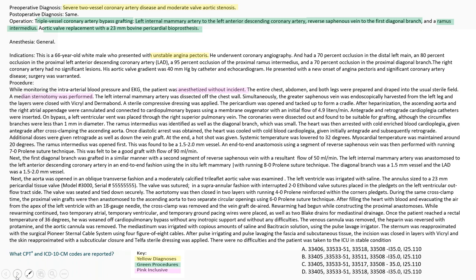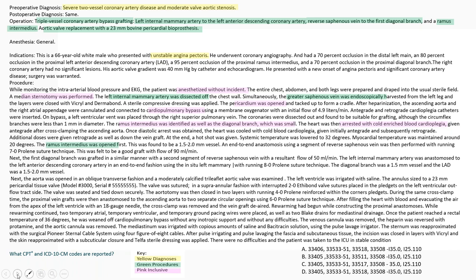The median sternotomy was performed. The left internal mammary artery was dissected off. The great saphenous vein was endoscopically harvested. Pericardium was opened. The patient was placed on cardiopulmonary bypass. The ramus intermedius was identified as well as the diagonal branch, which was small. The heart was arrested with cold-enriched blood cardioplegia.